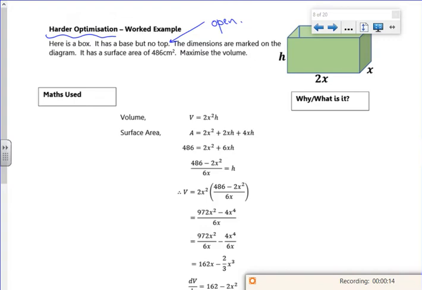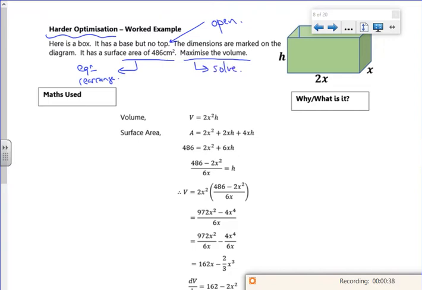The dimensions are marked on the diagram. It has a surface area of 486 centimetres squared, and I want to maximise the volume. So this is the one. So this is the equation, which I'll rearrange. This is what I want to solve.